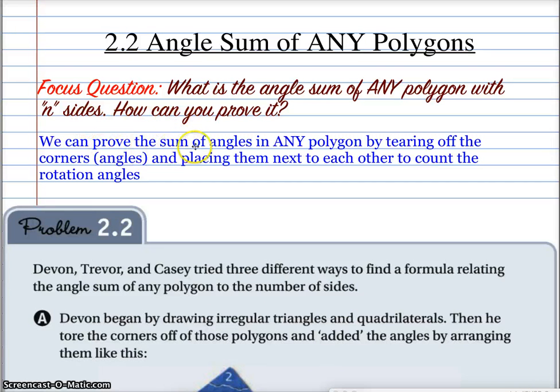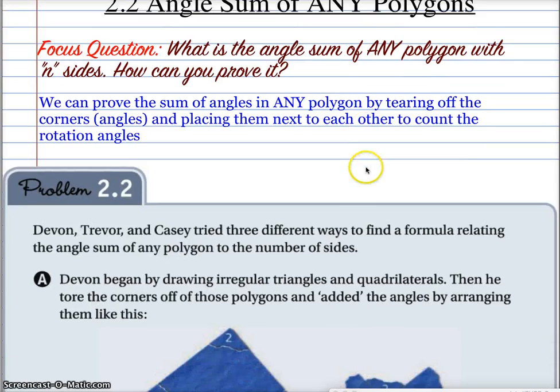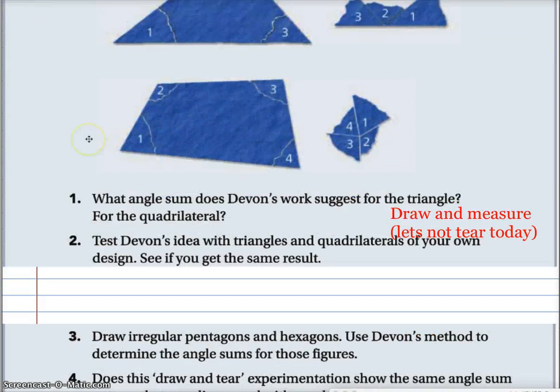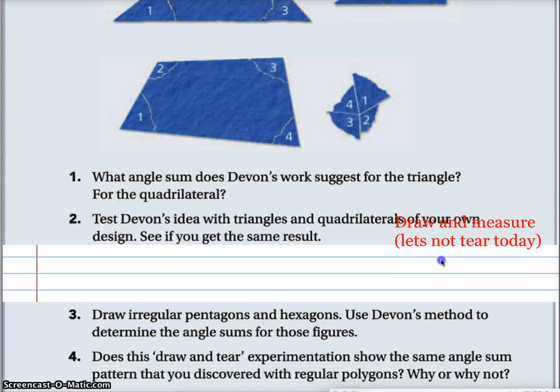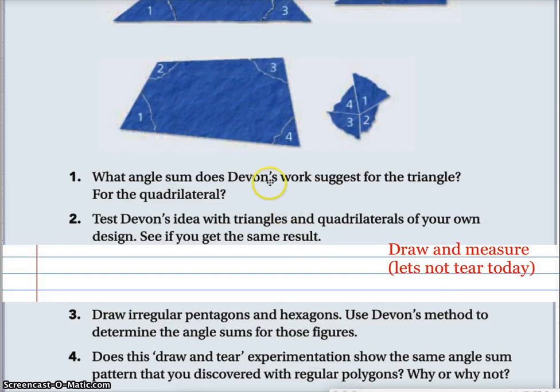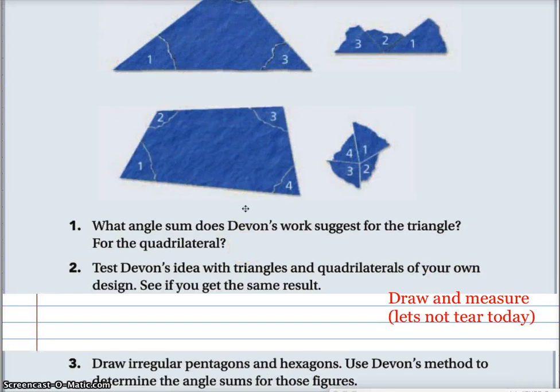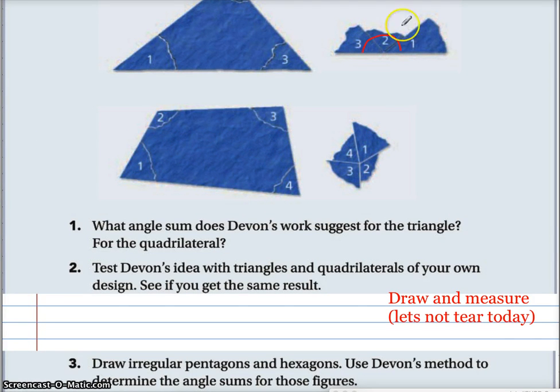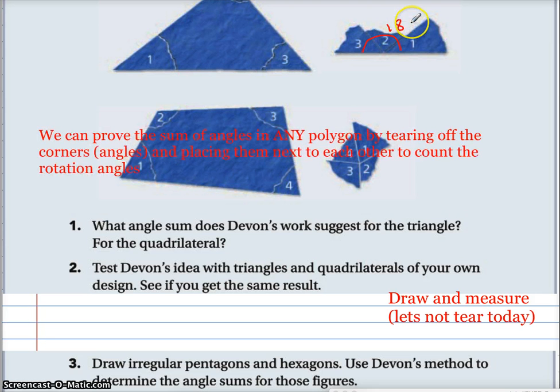We can prove the sum of angles in any polygon by tearing off corners, our angles, and placing them next to each other to count the rotation angles. Okay, so that's what Devin did here, Devin being the student in this book. It says, what angle sum does Devin's work suggest for the triangle, for the quadrilateral? Like we saw with Mr. Triangle, Devin's work is showing us that we have a 180 degree line here. So this is 180 degrees.